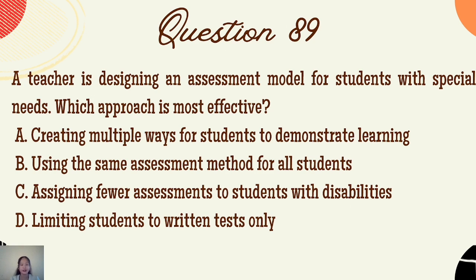The other options are wrong because for option B, same method for all, it actually ignores individual strengths. For option C, fewer assessments. This lowers expectations unfairly. For option D, written tests only. This excludes students who struggle with writing. So now, the correct answer again for question number 89 is letter A.